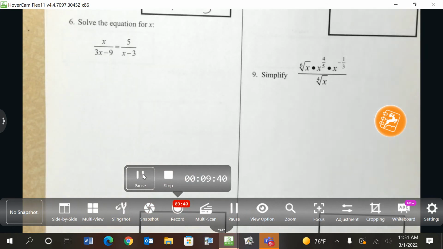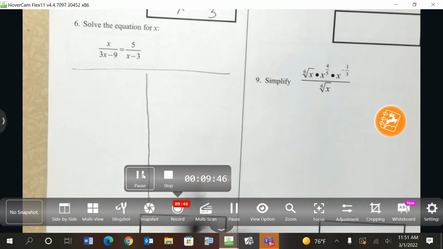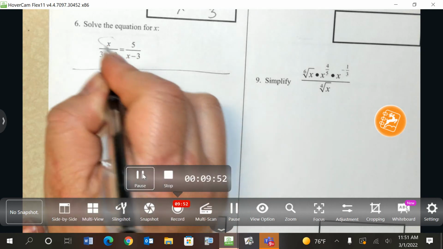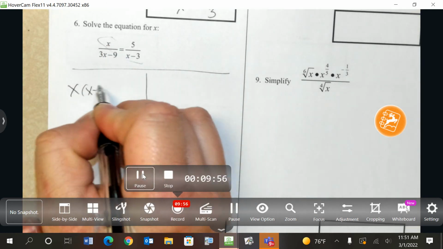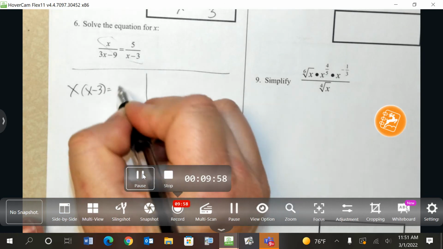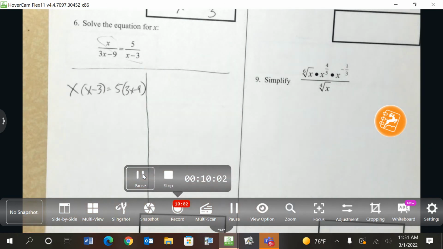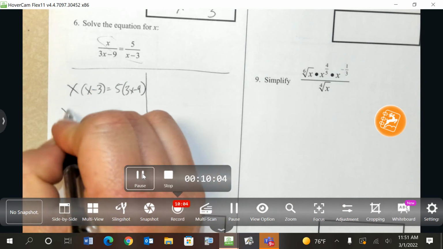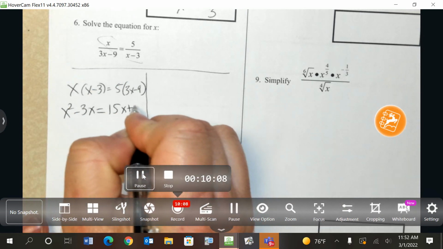So number 6, there's 2 different ways to do this, and I do want to show you both ways, but it really depends on what you find to be the easiest to do. Now maybe you decide, okay, I like doing cross multiplication, so you're going to go with something like this. So you're going to take x times x minus 3 and set it equal to 5 times 3x minus 9. That wouldn't be my method, but some students feel most comfortable with this. X squared minus 3x equals 15x plus 45.